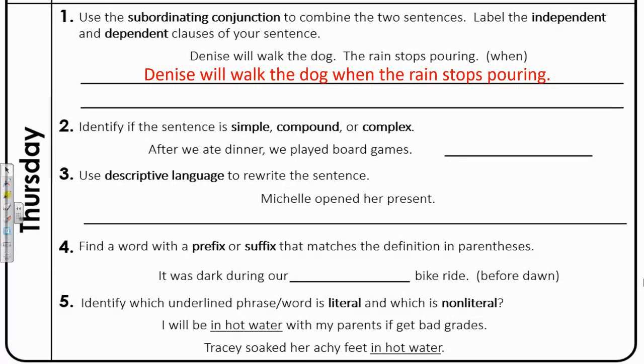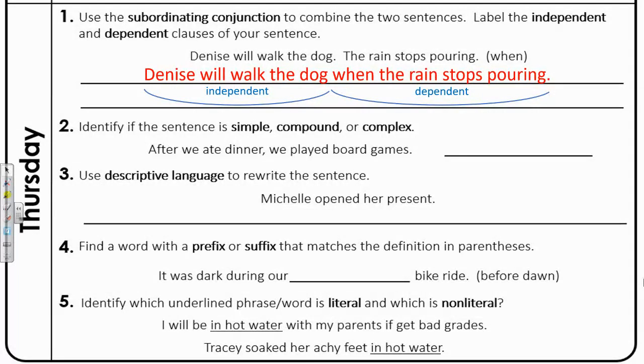Now let's label our clauses. The first part here is Denise will walk the dog. That, boys and girls, can stand alone as a complete sentence. So since it can be by itself, that is our independent clause. But look at the other clause, when the rain stops pouring. That cannot stand alone as a complete sentence, so therefore that is a dependent clause.